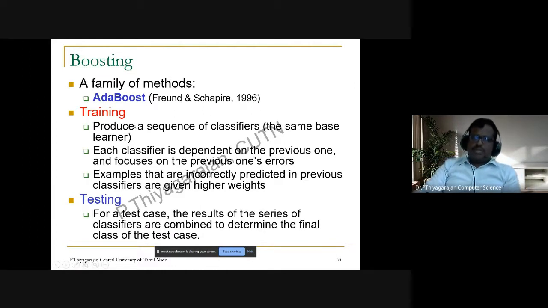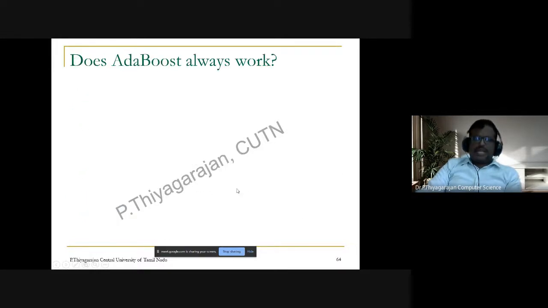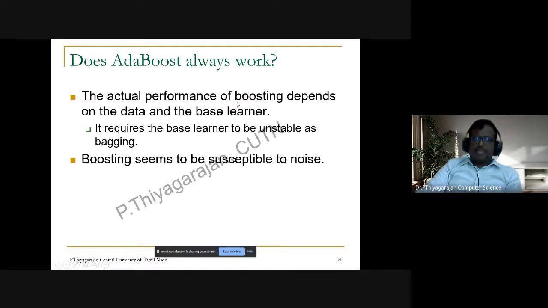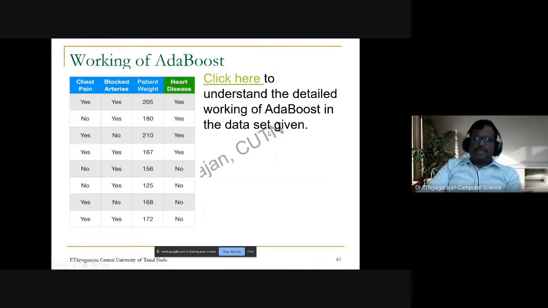So it produces a sequence of classifiers. Each classifier is dependent on the previous one and focuses on the previous one's error. Examples that are incorrectly predicted by the previous classifier are given a higher weightage. So now we can understand each of the sentences. And the actual performance of the boosting depends on the data and the base learner. It requires the base learner to be unstable, as in bagging.